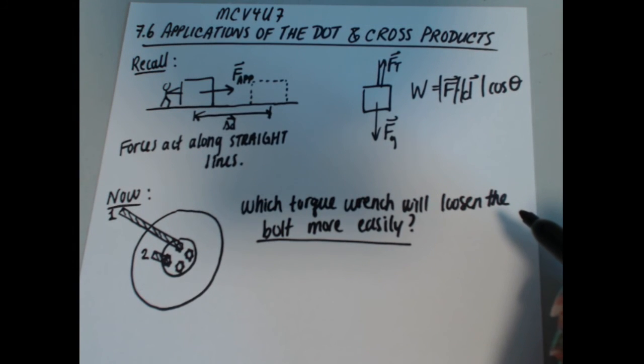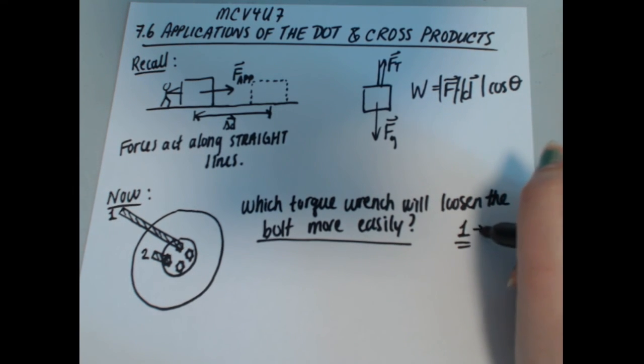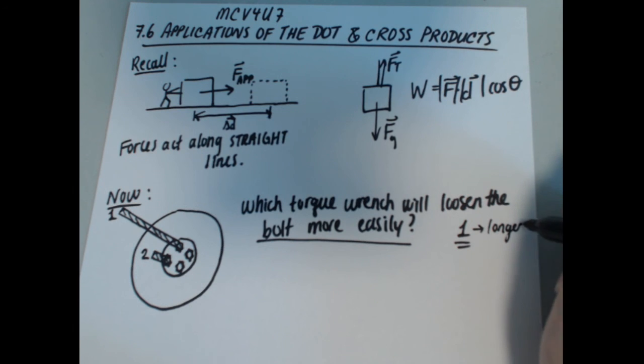And I really hope that you say torque wrench 1. Okay, so torque wrench 1 is definitely better in this case because it is longer. Okay, so if you can just visualize that scenario, if you have a longer torque wrench, you don't have to apply as much force. If you have a shorter torque wrench, you have to apply much more force.